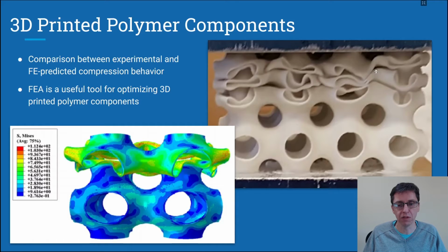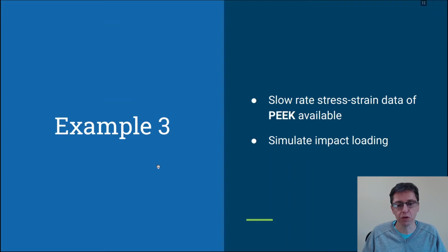So here's an example of an experiment on a 3D printed part that's just being crushed from the top. And on the figure to the left is what you can see in an Abaqus simulation of the same kind of problem. Clearly an interesting tool to be able to do these kinds of simulations, right? All right, let's move over to our third example.